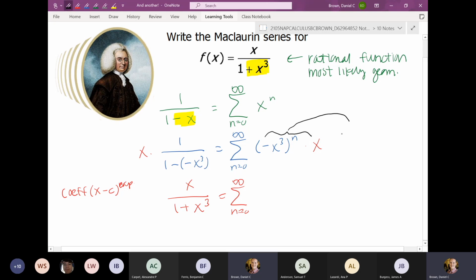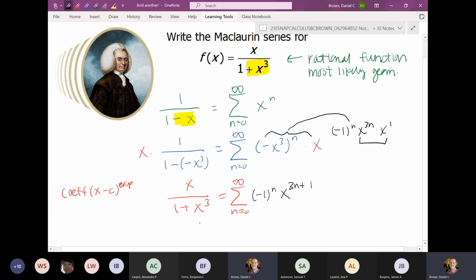So using some exponent rules, that's going to become -1 to the nth. X to the third raised to the nth is x to the 3n, and we multiply that by x to the first power technically. And so then simplifying it, I have a -1 to the nth. Those have the same base. What do we do when we have the same base? We can add them together.